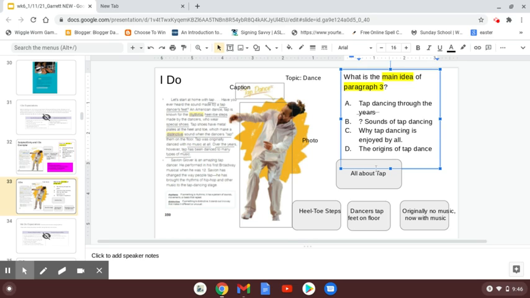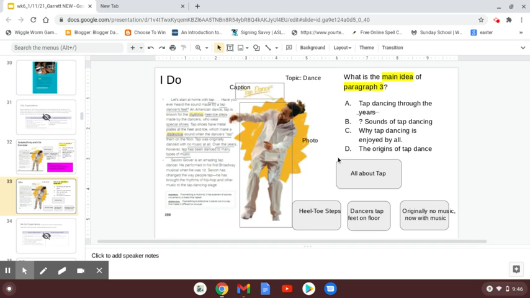Answer choice C, why tap dancing is enjoyed by all. They didn't really talk about why people enjoy tap dancing. Looking at my photograph, I can tell that he is enjoying himself, but they didn't describe why people might enjoy tap dancing. So I'm going to mark through the word why, because that is what makes this answer incorrect.